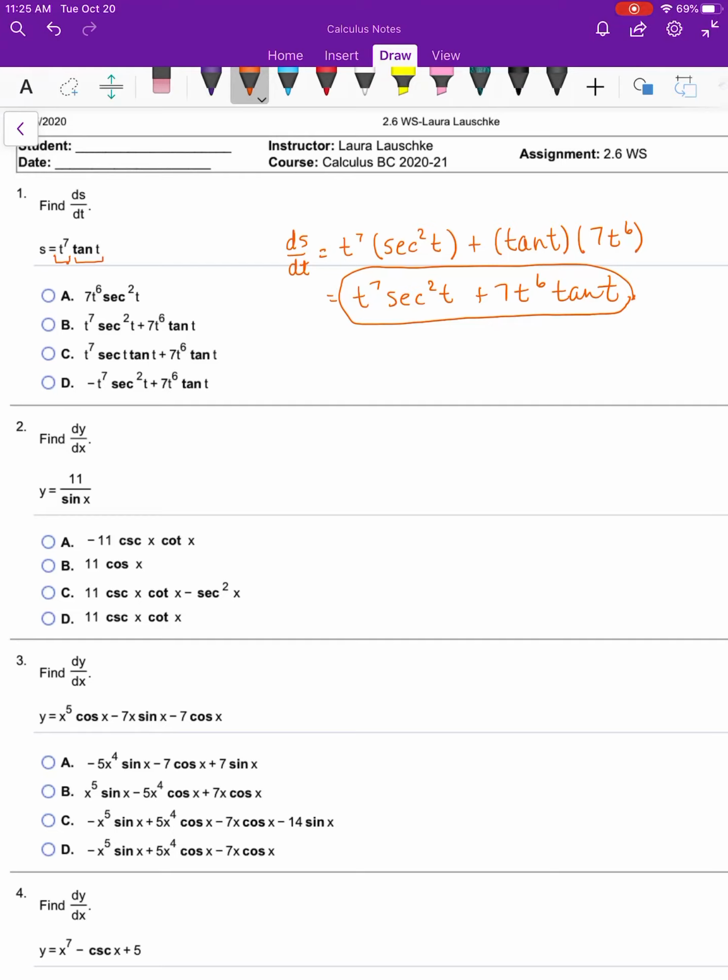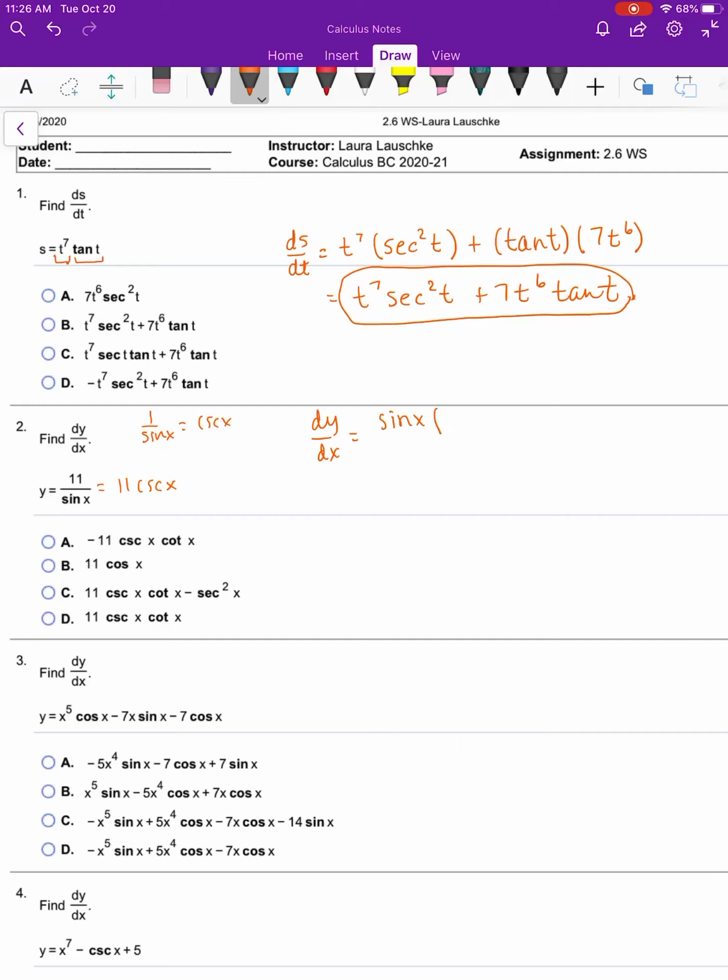All right, so number 2, dy dx. And you can look at this as 11 over sine x and use the quotient rule, or since you know that 1 over sine x is equivalent to cosecant x, you could solve this as 11 cosecant x. So I'm going to show it to you both ways. So let's use the quotient rule first, low d high.